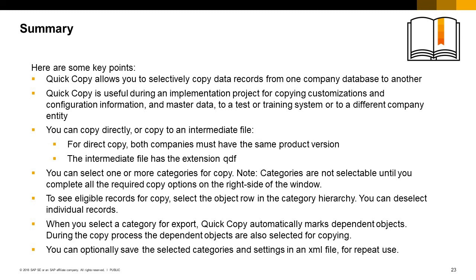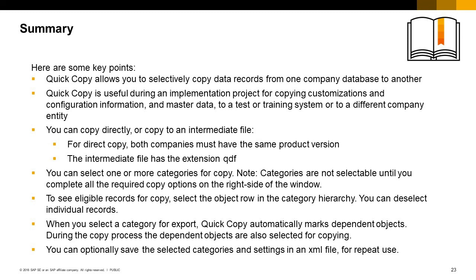For direct copy, both companies must have the same product version. The intermediate file has the extension QDF. You can select one or more categories for copy. Note, categories are not selectable until you complete all the required copy options on the right side of the window. To see eligible records for copy, select the object row in the category hierarchy. You can deselect individual records.